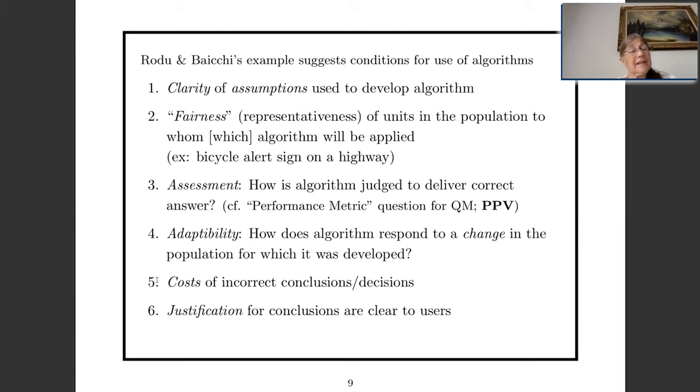Adaptability, and this is really true, isn't it? Once an algorithm has been developed, what if the population on which it's being deployed changes? How does the algorithm change in response to changes in the population for which it was developed in the first place? Have the costs of incorrect conclusions and decisions been quantified? And is the justification for conclusions clear to users?